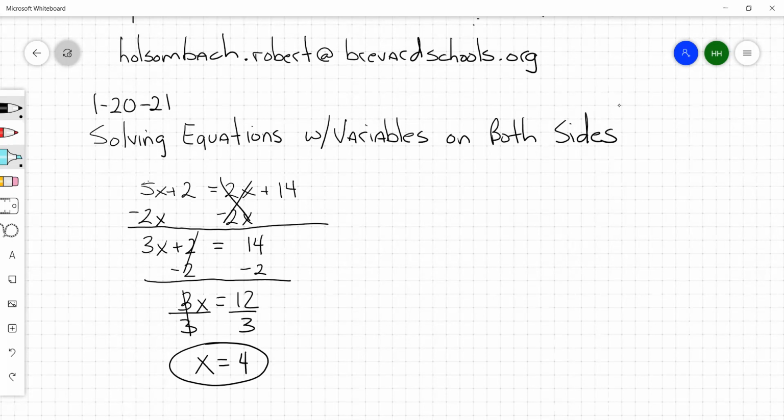How about 7k plus 2 equals 4k minus 10. If you already know how to do these, then go ahead and finish it. All right? And then compare your answer to mine at the end, and we'll move through it that way. So right here, I would move the smaller variable again. So I'd subtract 4k from each side.